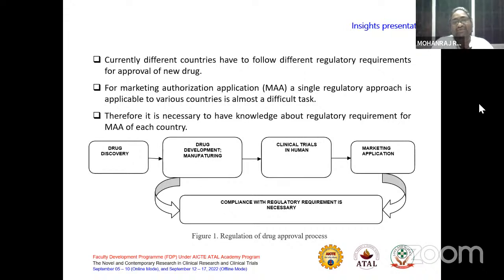For the marketing authorization application, which we call MAA, a single regulatory approach applicable to various countries is almost a very difficult task. Why? Because the standards differ from country to country. Therefore, it is necessary to have knowledge about the regulatory requirements for marketing authorization application of each country. The figure we see here is the general regulation process for drug application.